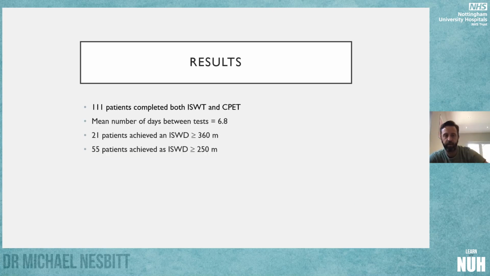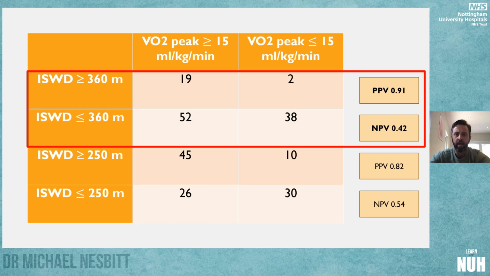There were 111 patients who completed both tests with a mean interval between the tests of 6.8 days. 21 patients achieved a distance of more than 360 and 55 achieved a distance of more than 250. Quite a bit of information on this slide, but I'll just narrow down really on the 360 meter data. So of the 21 patients who achieved a distance of more than 360 meters, 19 of them had a peak VO2 of more than 15, giving a positive predictive value of 0.91.